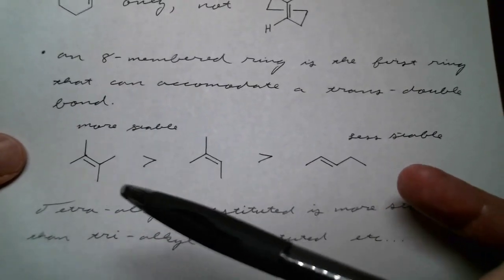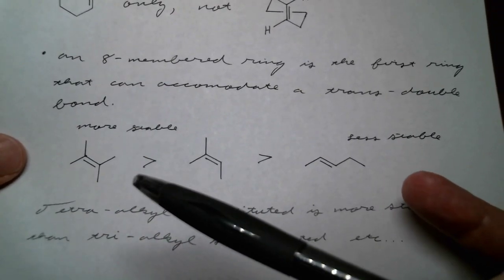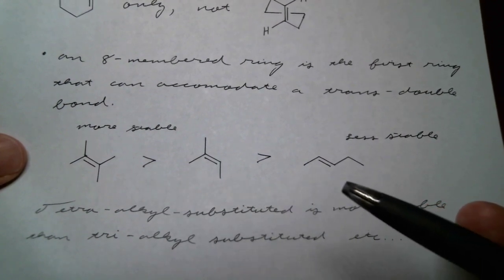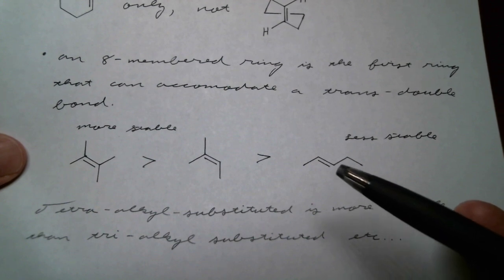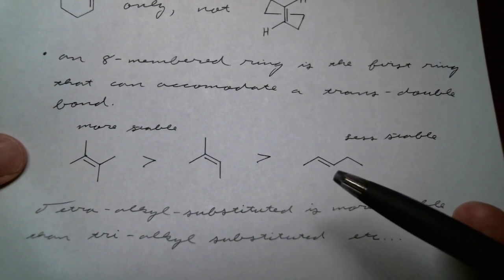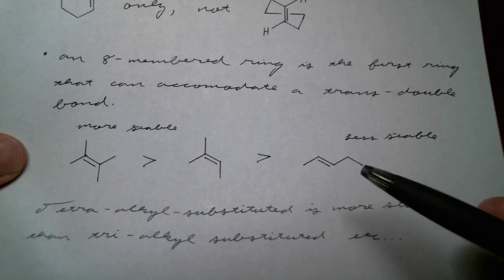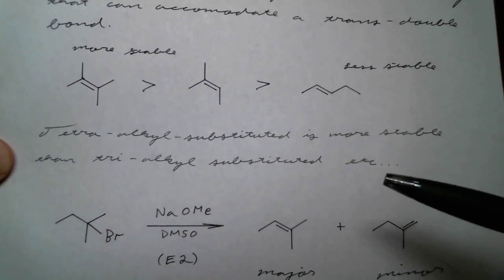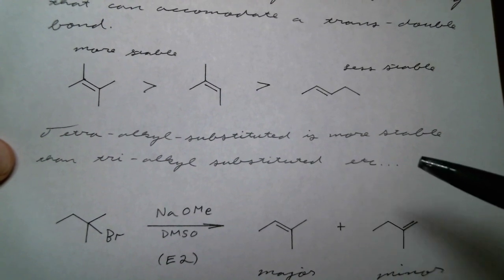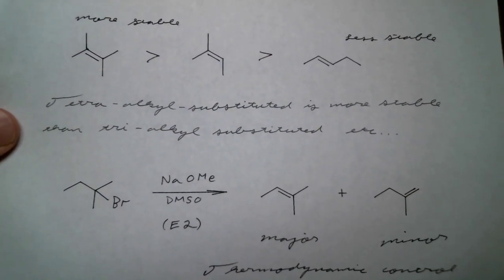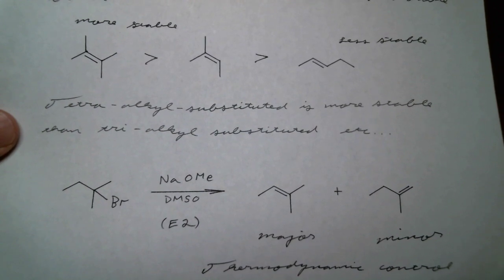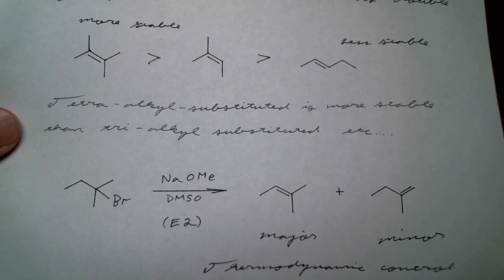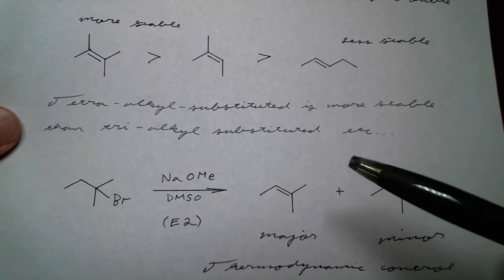Here we have a tetraalkyl substituted alkene. That's going to be more stable, so lower in energy, than this trialkyl substituted alkene, which is going to be more stable than this trans dialkyl substituted alkene. So tetraalkyl substituted alkene is more stable than trialkyl substituted, etc. So how does this come into play? Again, like I said, it can come into play when you're thinking about what kind of products you might produce from a given reaction.